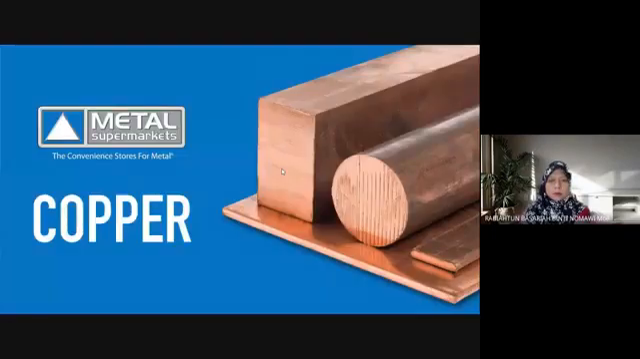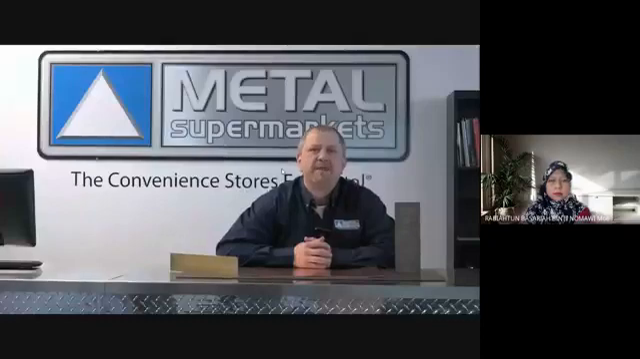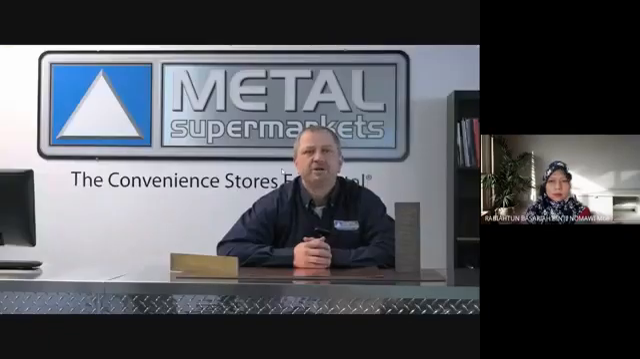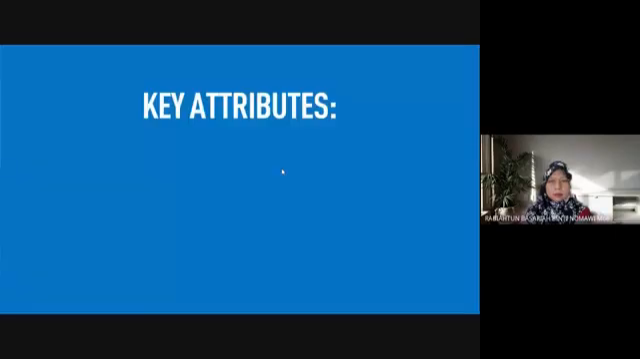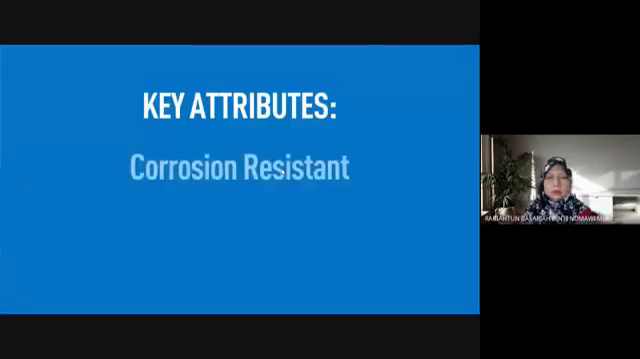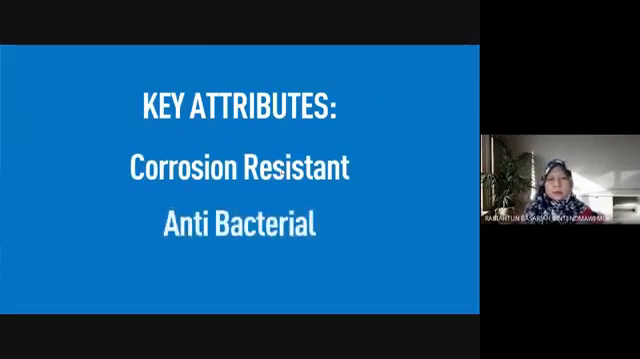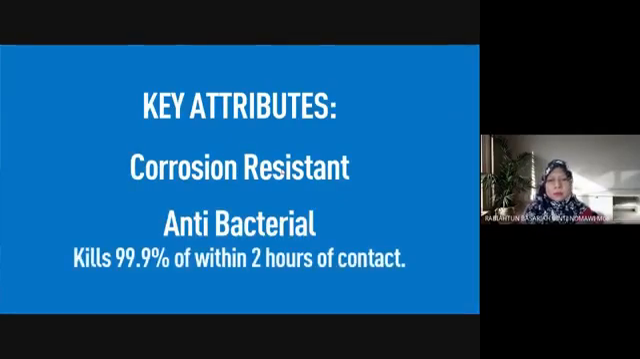Let's start with copper. Along with having good strength and formability, copper is an excellent electrical and thermal conductor, second only to silver in electrical conductivity. It can be soldered, brazed, polished, and buffed to almost any desired texture and luster. Copper also has two other important attributes. It is corrosion resistant, and copper is found to kill more than 99.9% of bacteria within 2 hours of contact. Copper is most commonly used in applications such as wire, electrical motors, pots, and pans.